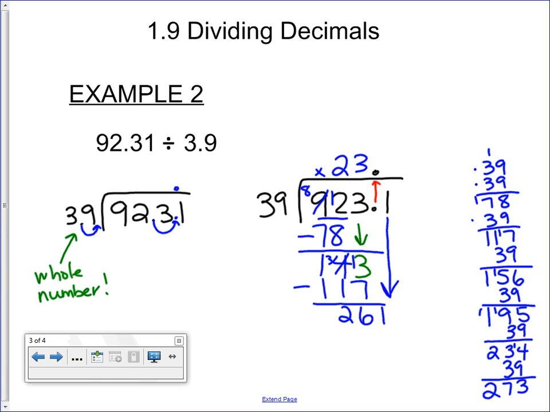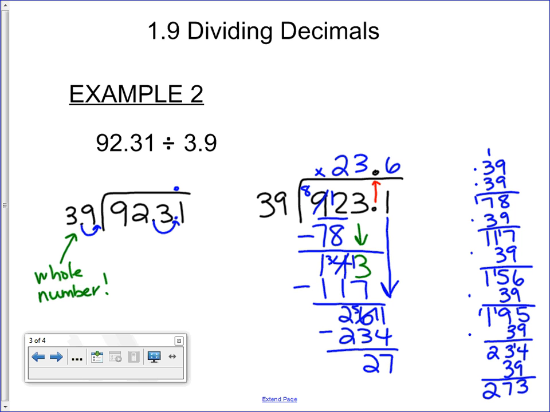And I find that 39 goes into 261 6 times. And 6 times 39 is 234. So now we're at the subtract step. I'm going to borrow from the 6, make it a 5, so my 1 becomes an 11. 11 minus 4 is 7. 5 minus 3 is 2.